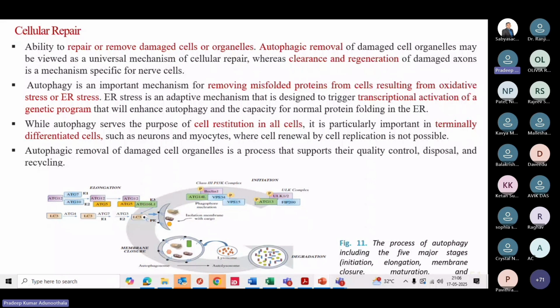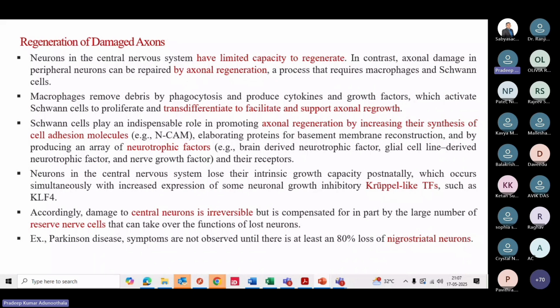Then the autophagosome is helpful in membrane closure, and the autolysosome degrades the damaged membranes or membranous organelles present in the cell. And regeneration of damaged axons.